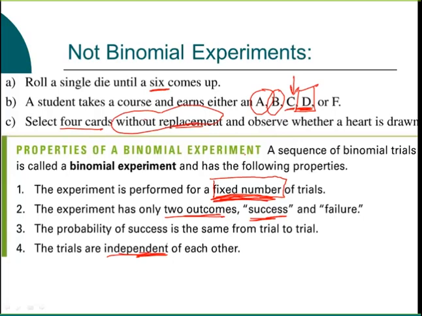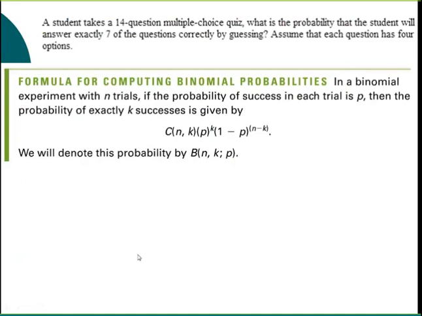So it is not an independent experiment, and that's why C fails. Okay, so here we've got a student taking a 14 multiple choice quiz. What's the probability that a student will answer exactly 7 of the questions correctly by guessing? Assume that each question has 4 options. So this last part is key because it tells us that if there are 4 options, there's only 1 right answer. That means each problem you have a 1/4 probability, or 0.25, of getting a right answer.